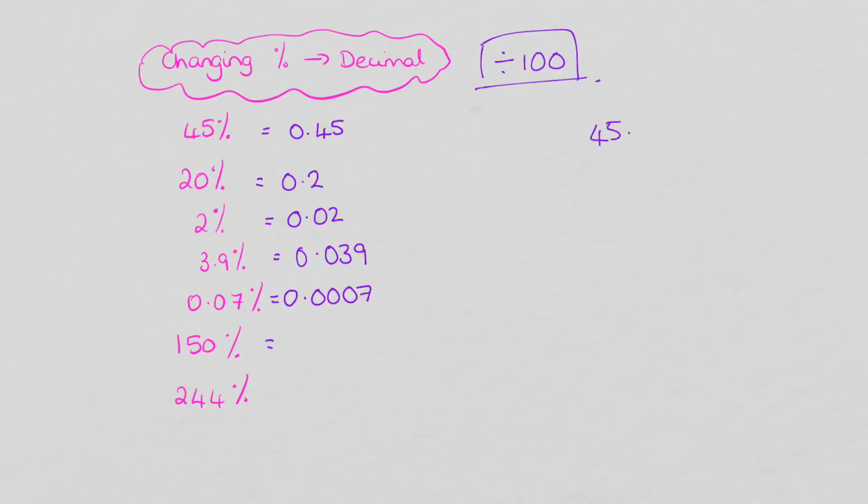So remember what we said about 150%, that if it's more than 100, then you've got more than a whole one. So dividing by 100 gives you 1.5. And dividing 244 by 100 gives you 2.44. Okay, so changing a percentage into a decimal, you're just dividing by 100.